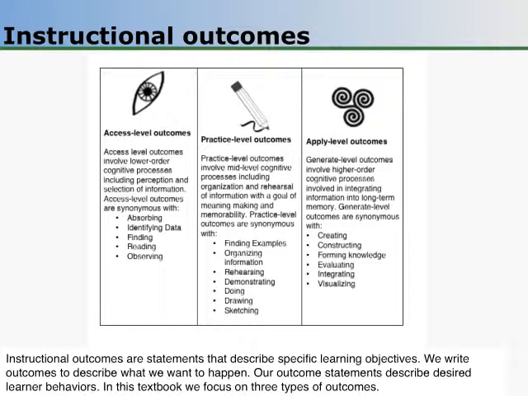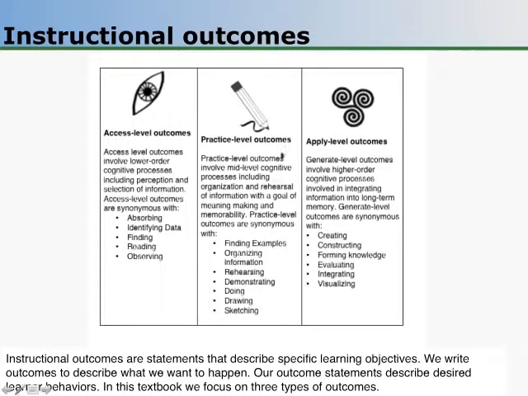We write outcomes to describe what we want to happen, and our outcome statements describe desired learning behaviors. And we're going to focus on just 3 outcomes because this is an introductory class, and because 90% of the time these 3 outcomes are great and they'll work for you. Access level outcomes involve lower order cognitive processes, including perception and selection of information that you read, you look at. You don't really think a whole lot. You just gain access to information.